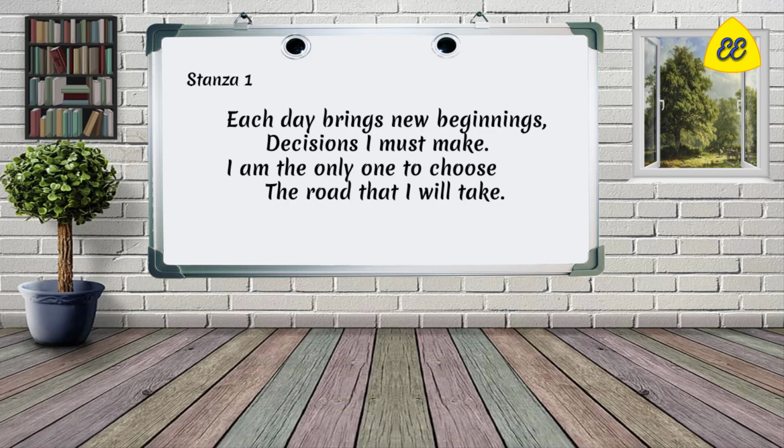Now in this stanza, look at the line, decisions I must make. Here you will find a figure of speech called inversion, because the words are not in the correct prose order, and the correct prose order is I must make decisions.